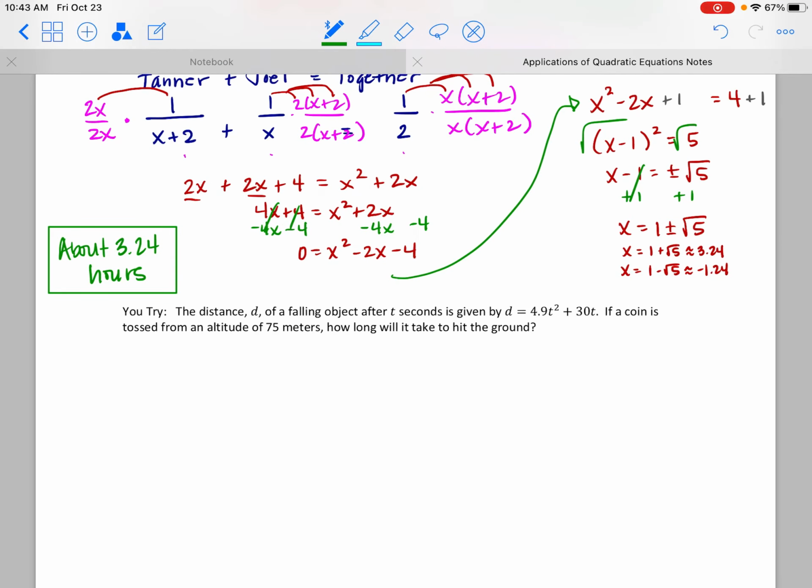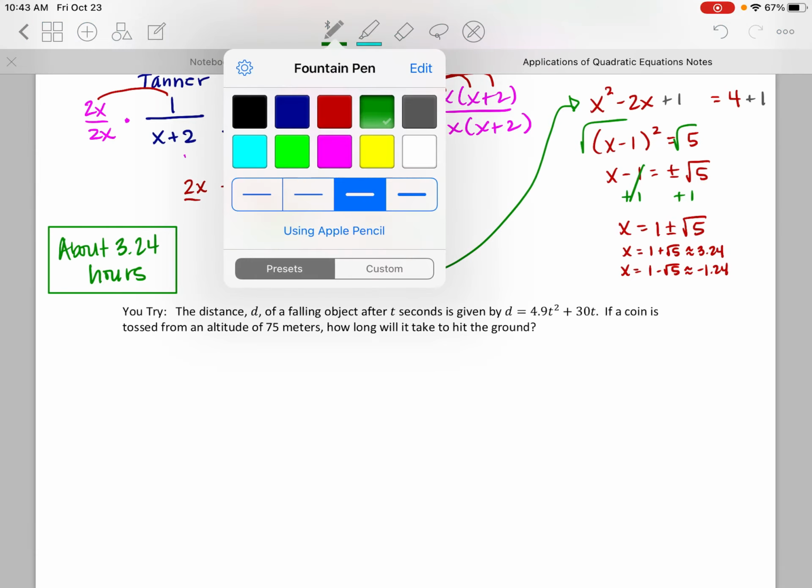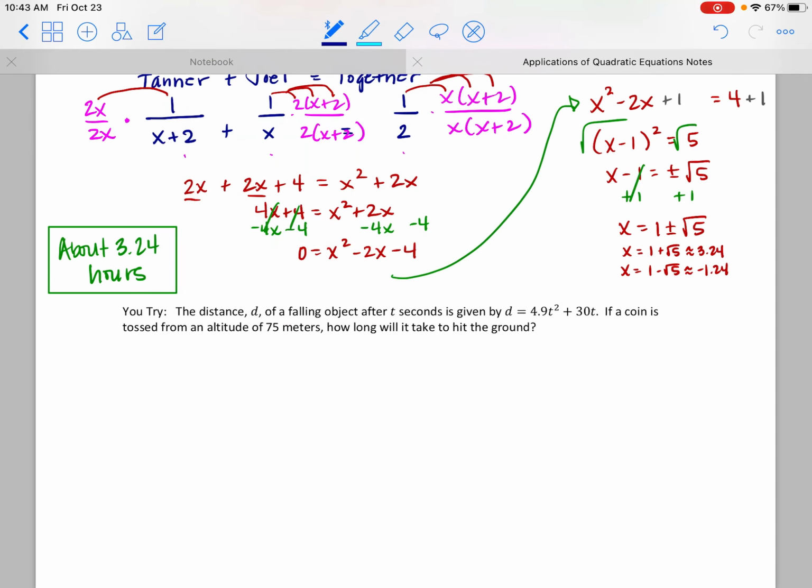Last one I don't think will be so bad. But obviously that is my skewed math teacher opinion. However, we haven't done one like this, so if you feel like you can handle it, something new I'm going to throw at you, then give it a shot. If not, let's attack this together here. So in this last one, it says the distance d of a falling object after t seconds is given by, we have a function here, d equals 4.9t squared plus 30t.